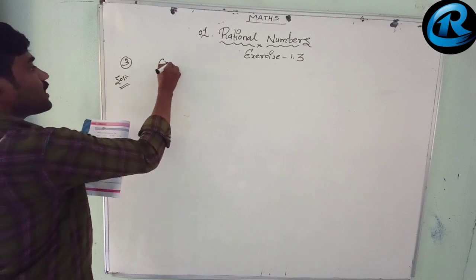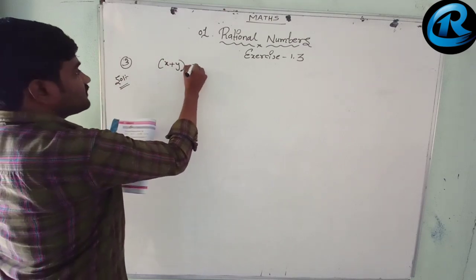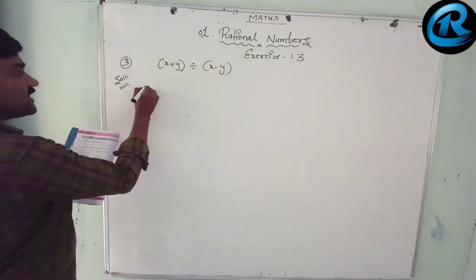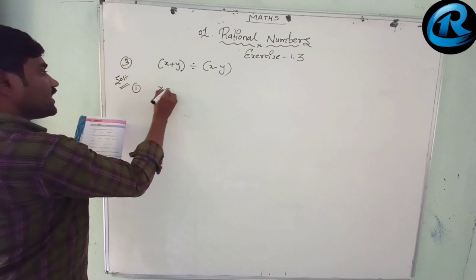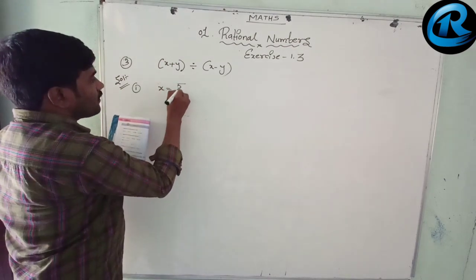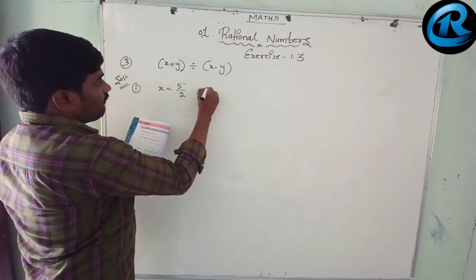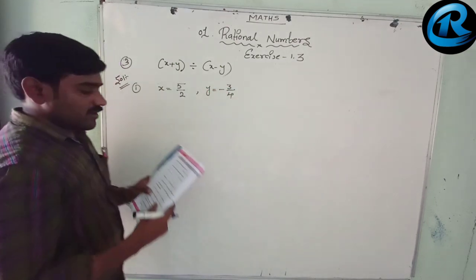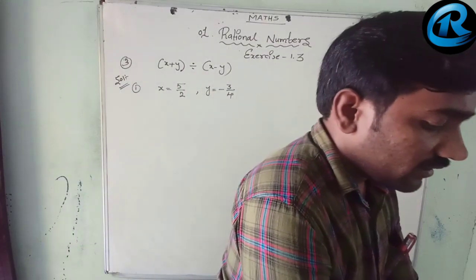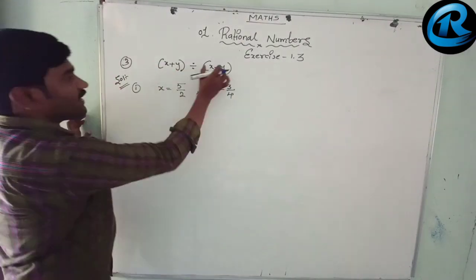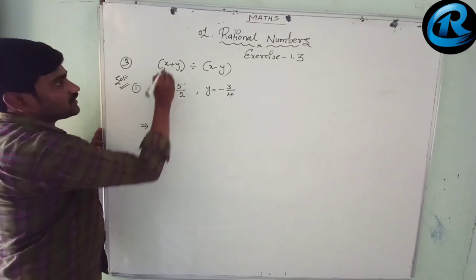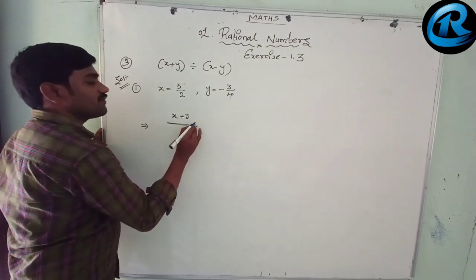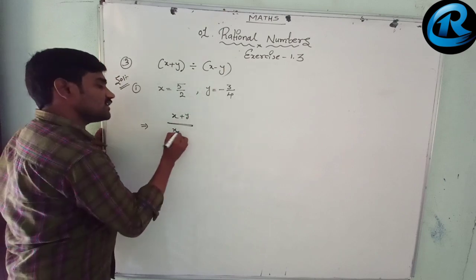Find x plus y divided by x minus y, if x equals 5 by 2 and y equals minus 3 by 4. We'll find out x plus y divided by x minus y. What is the meaning of that? Here x plus y we have to divide by x minus y.